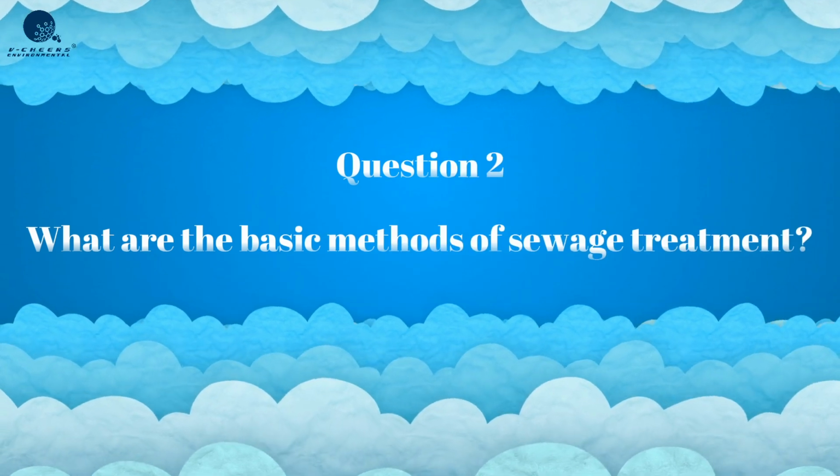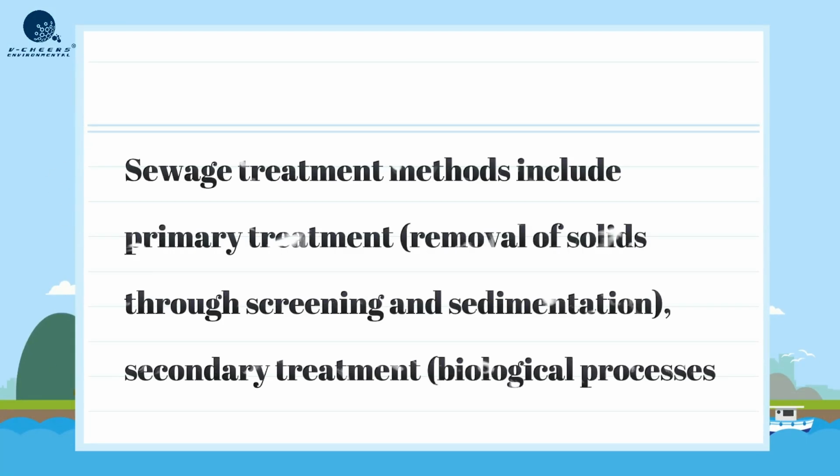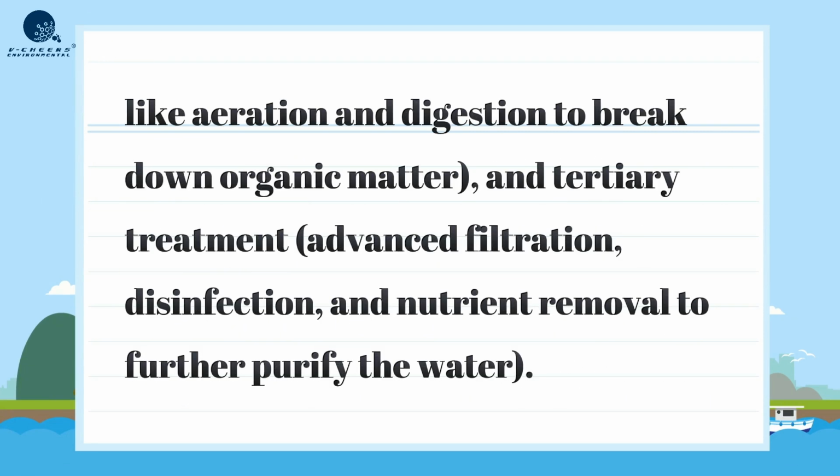Question 2. What are the basic methods of sewage treatment? Sewage treatment methods include primary treatment, removal of solids through screening and sedimentation; secondary treatment, biological processes like aeration and digestion to break down organic matter; and tertiary treatment, advanced filtration, disinfection, and nutrient removal to further purify the water.